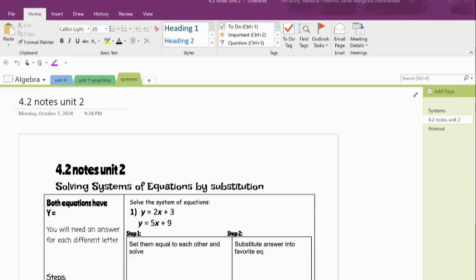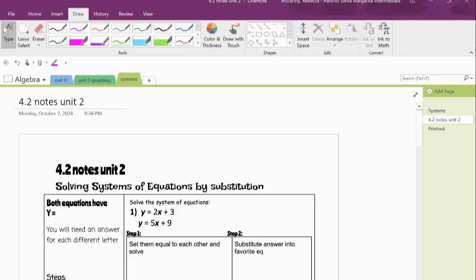Exercise substitution. So I have two equations, and I mentioned yesterday that when we have two different variables, we need two different equations. So here we have our two equations.